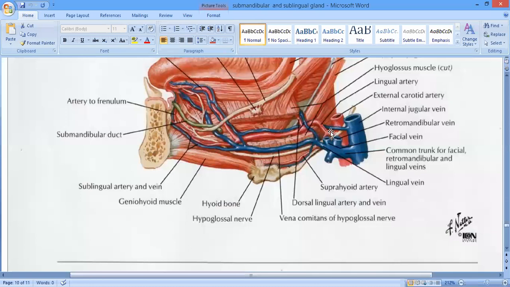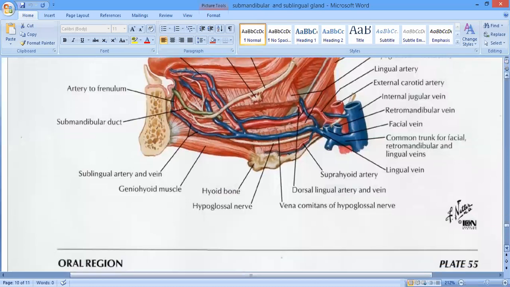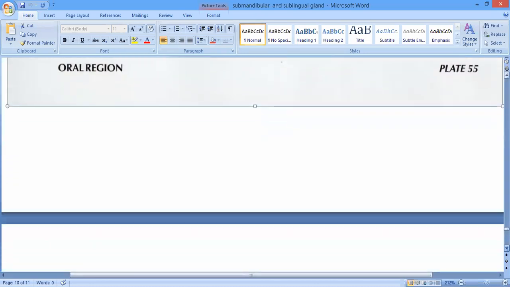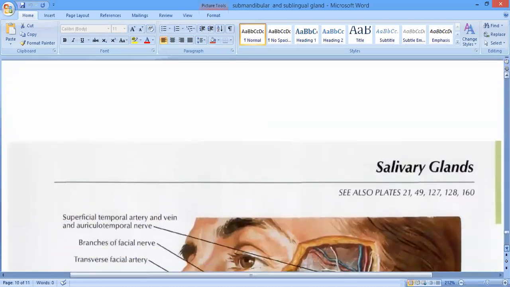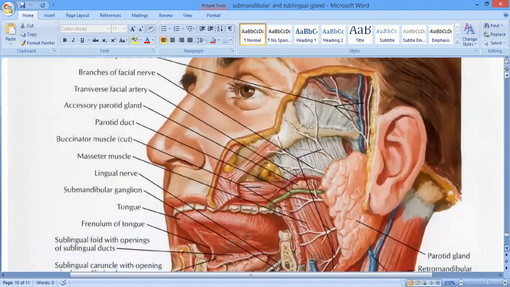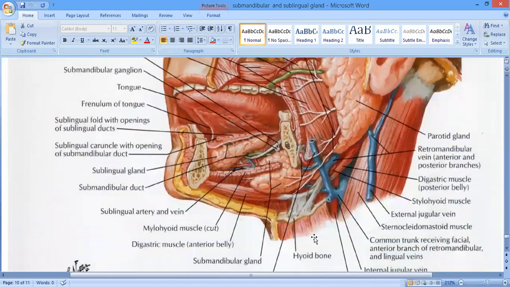facial vein. और lymph कौन से होंगे जी? Lymphatics कहाँ से drain करेगी इसकी? Sublingual. That is submandibular lymph nodes, right? Submandibular lymph nodes. हमने पढ़े थे ना जी relations में. ठीक है? Inferior surface में यहाँ पे lymph nodes पड़े हुए थे. These are the submandibular lymph nodes, right?